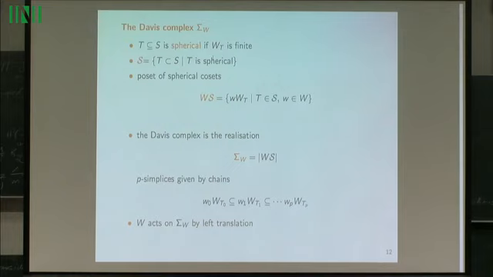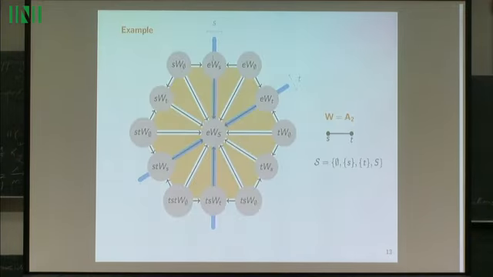So that means the p-simplices are given by chains of p plus 1 cosets that fit inside each other. The Coxeter group acts on the spherical cosets by left multiplication, so it acts on the Davis complex by left translation. And I will give an example here.